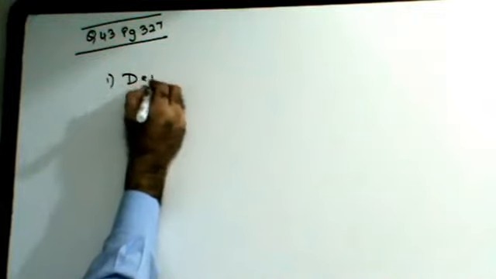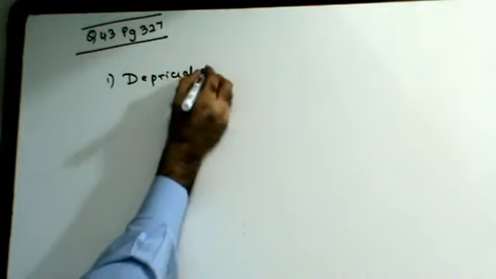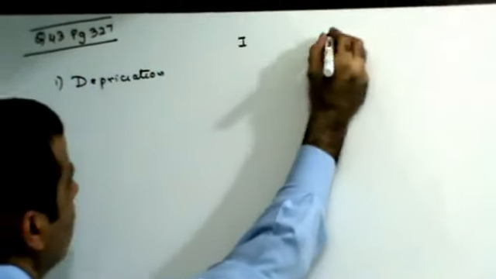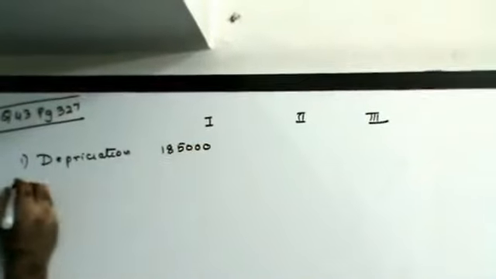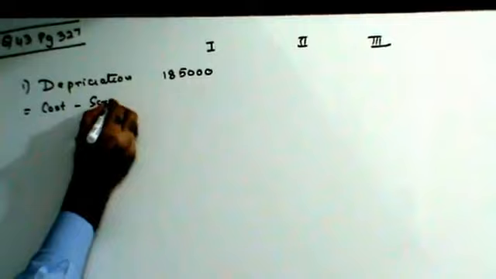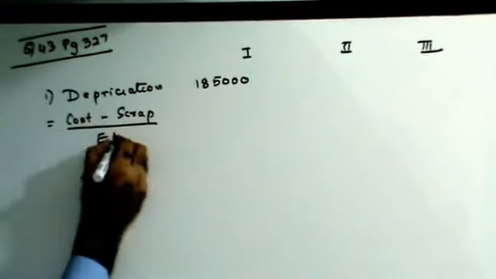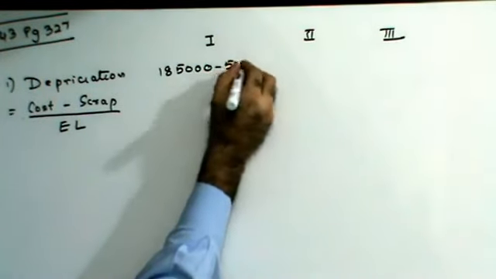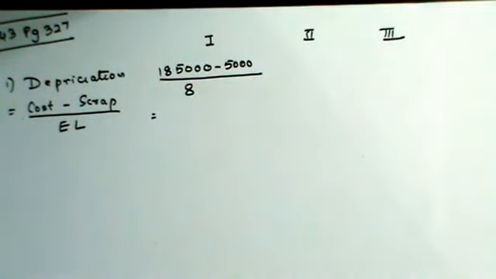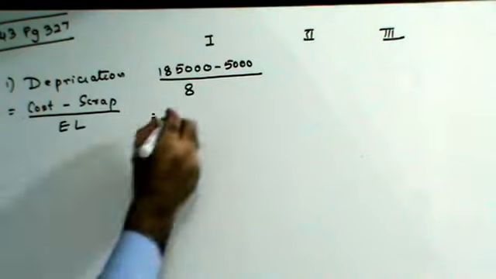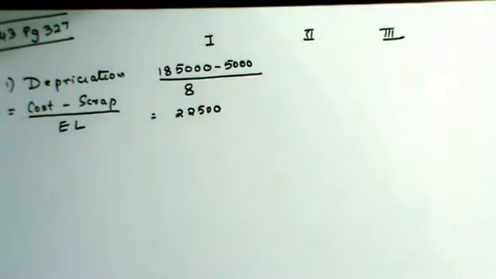First thing that you will have to do is calculate depreciation. They have given you 3 machines, machine 1, machine 2 and machine 3. The cost of the machinery is 1,85,000. I'll write the formula if you want. Depreciation is cost minus scrap upon estimated life. The cost of machine is 1,85,000. Scrap value is 5,000. Life of the asset is 8 years. So this is going to be 1,80,000 divided by 8 years, which should be 22,500.